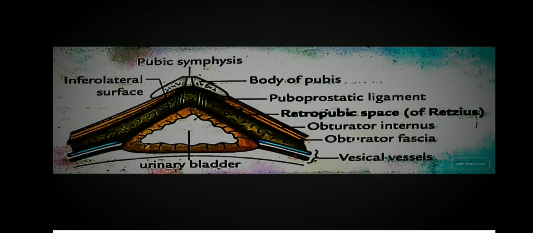Now moving on to the supports of the bladder. Prior to that, this is the retropubic space, as you could see in the picture, and these are the puboprostatic ligaments, and this is the pubic symphysis and the body of the pubis. Here lies the urinary bladder.